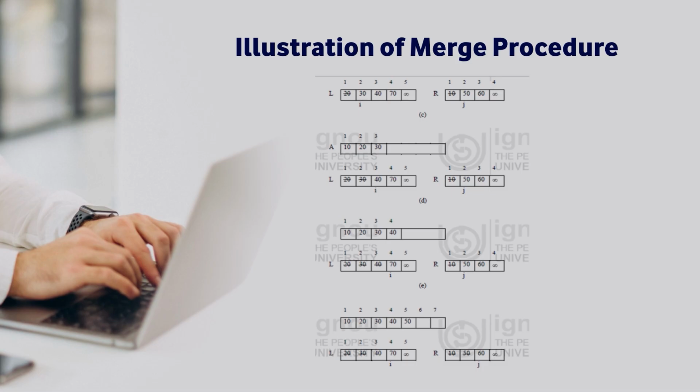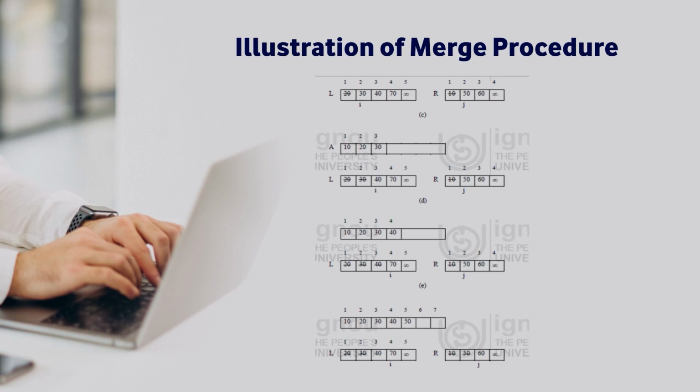Now 70 is greater than 50, so 50 will be placed in the list and the J pointer is incremented to 60. Then 60 is less than 70, so 60 will be placed in the list and the pointer will be incremented to infinity. Infinity is always greater than 70, because infinity is a big number. So when you compare 70 with infinity, 70 is the answer, and you can place 70 at the end. Okay, so this is how your merging procedure works.